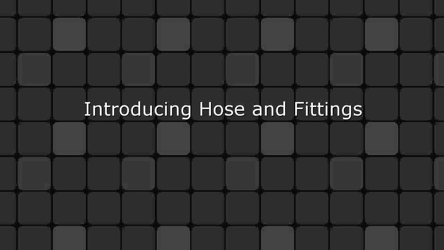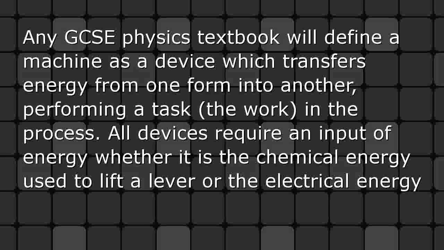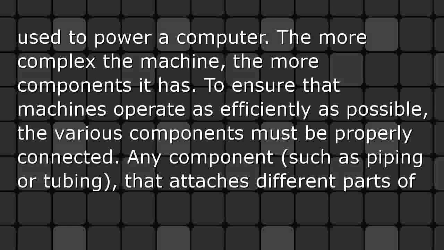Introducing hose and fittings. Any GCSE physics textbook will define a machine as a device which transfers energy from one form into another, performing a task, the work, in the process. All devices require an input of energy, whether it is the chemical energy used to lift a lever or the electrical energy used to power a computer.